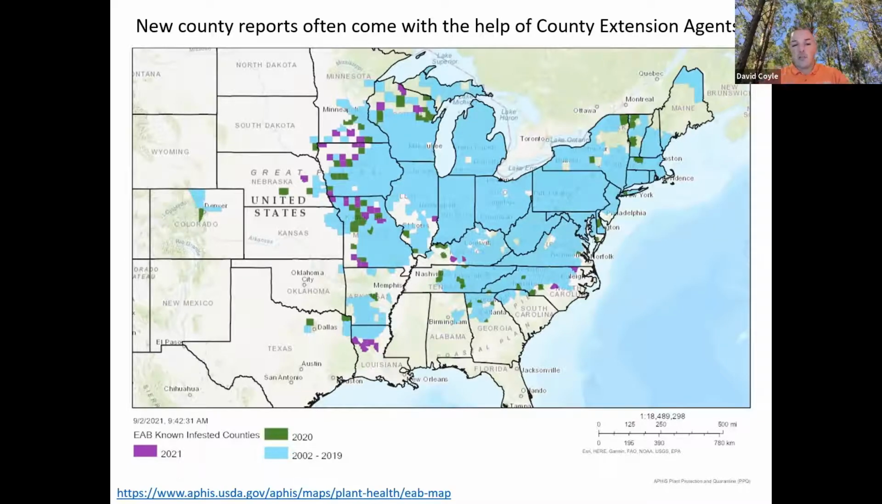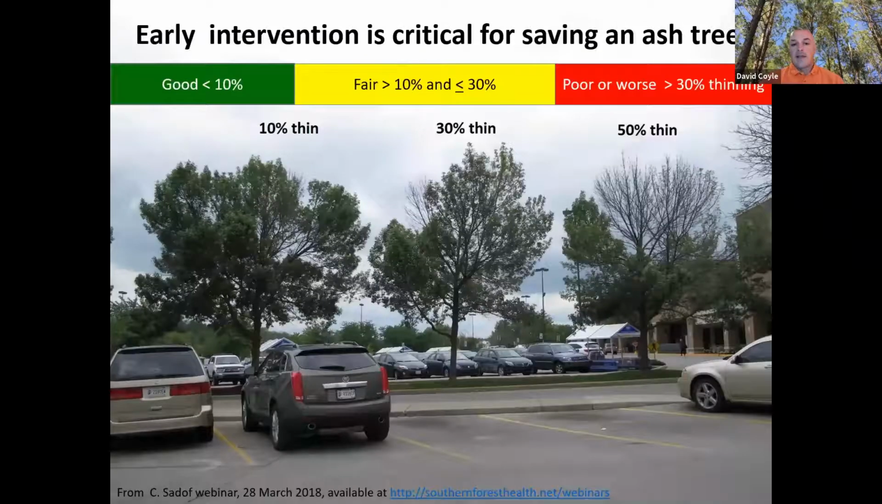And some of these, at this point, we're just at a local management level. A lot of communities are trying to do removal and replacement of ash trees before EAB gets there, just to get rid of them and be done with it. You can save ash trees as well. There's lots of chemical methods that work quite well, but you have to catch it early.